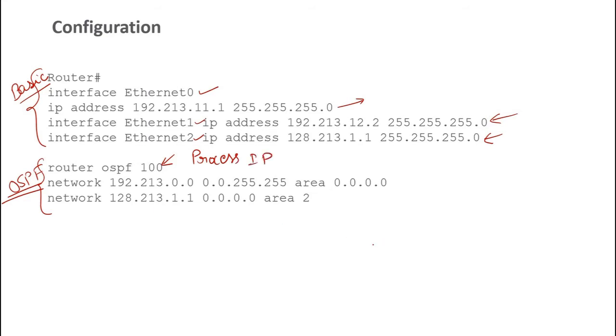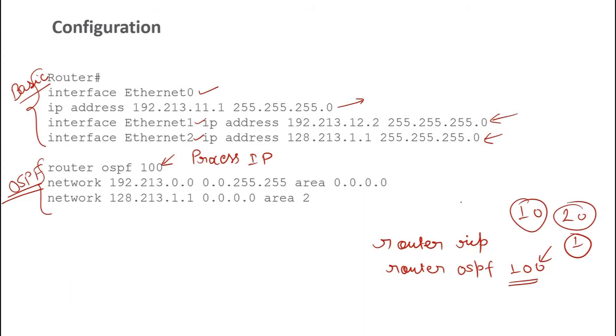In RIP, we used to give the command router rip. Here we are giving the command router ospf. And after that you just have to give the process ID, 100. You can give any process ID like 10, 20, 1, or anything like that. There's no hard and fast rule on that. Then you have to give the network command to introduce the interface to the router, so that OSPF is enabled on this interface. So let's see the configuration.